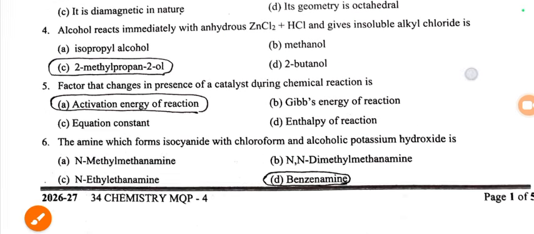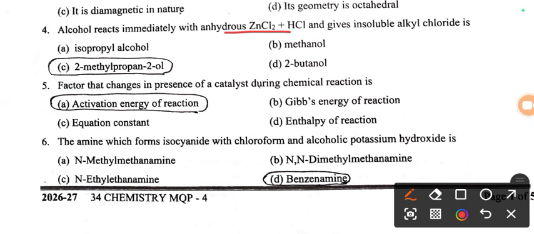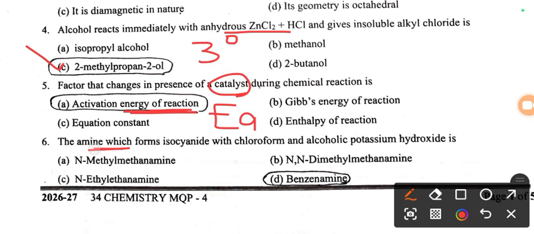Fourth question, the alcohol that reacts immediately with Lucas reagent. Lucas reagent is anhydrous zinc chloride and HCl. The alcohol that reacts immediately with Lucas reagent is tertiary, and among the four options the tertiary alcohol is 2-methylpropan-2-ol. Fifth question, the factor that changes in the presence of a catalyst during a chemical reaction is the activation energy, Ea, of the reaction. Sixth question, the amine which forms isocyanide with chloroform and alcoholic KOH is a primary amine, and among them the primary amine is benzenamine.